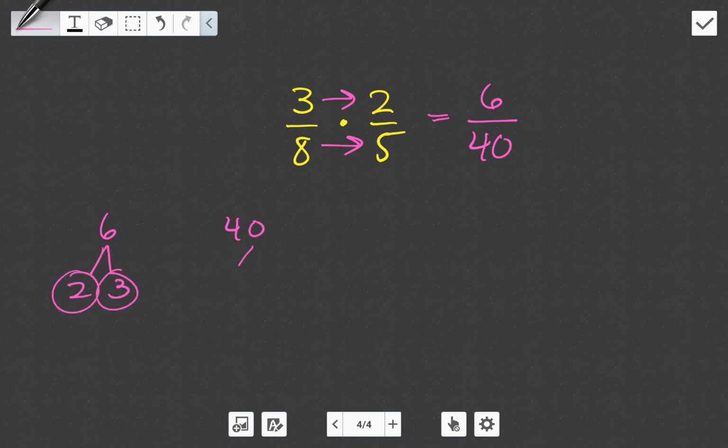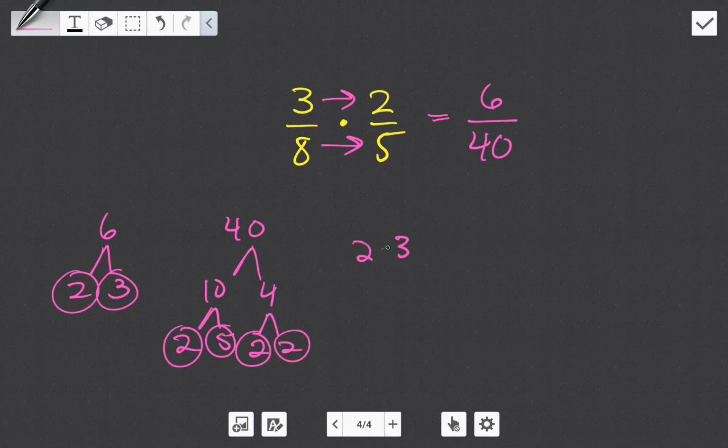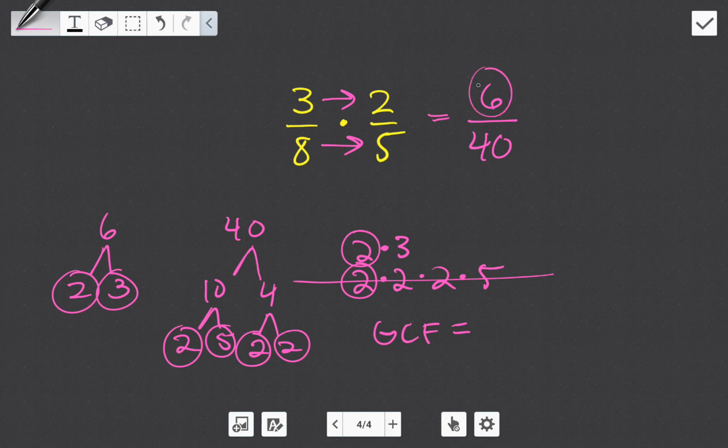More practice. Make sure you circle your prime numbers. And then you list the prime factorizations one on top of the other in order from least to greatest. And then you find your pairs. This is a pair with that, and nothing else is a pair. So I cross it off, and since there's only one number there, my GCF, or the greatest common factor, the biggest number that goes into both 6 and 40, is going to be 2.